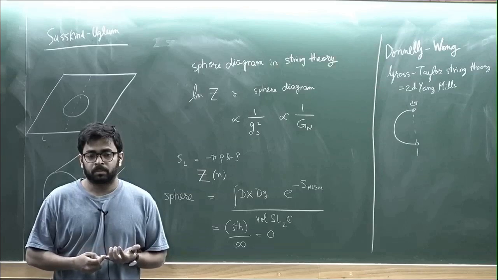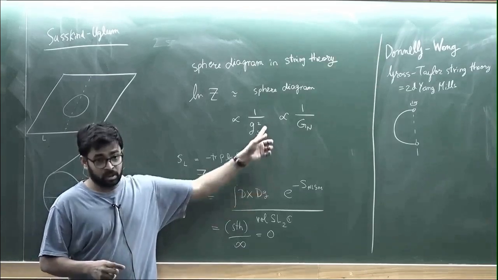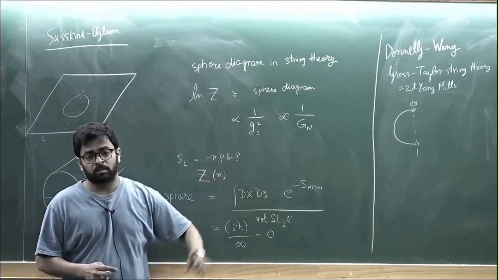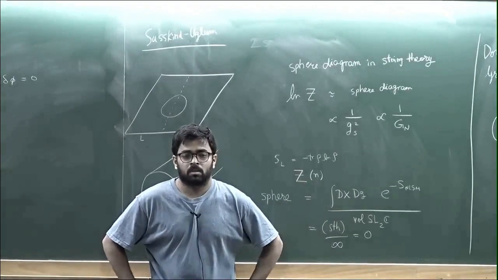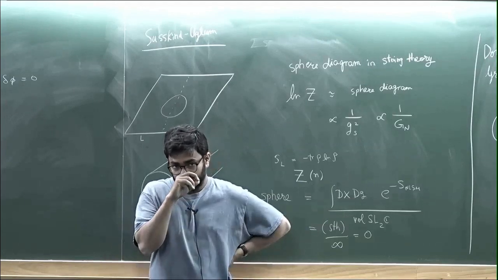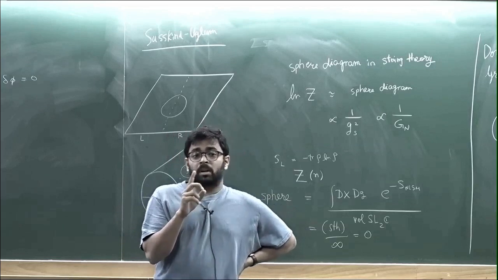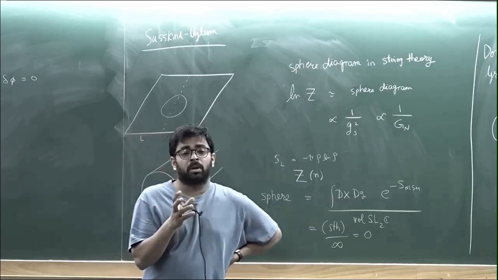In fact, in the old Susskind paper, the idea was that this would be a renormalization. Yes, it would renormalize G Newton, because this quantity you're computing is like the entropy, the free energy of the gas of gravitons propagating on top of the black hole.